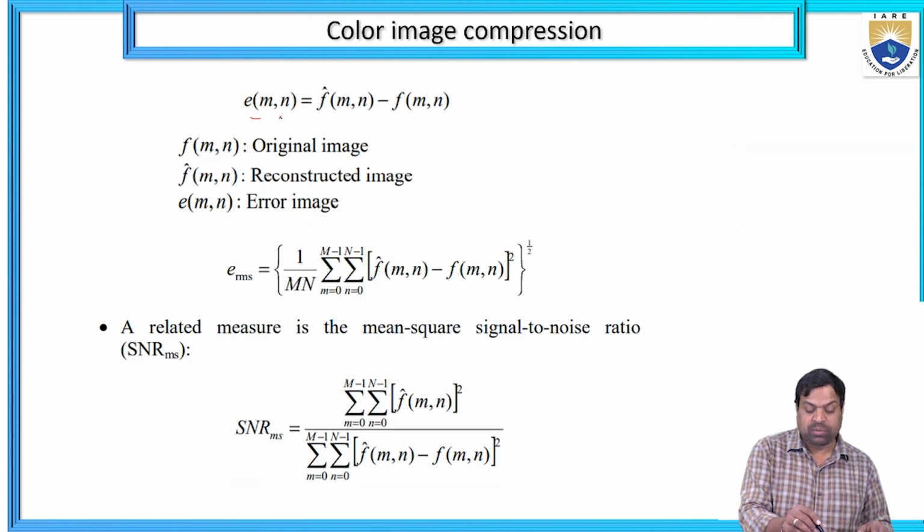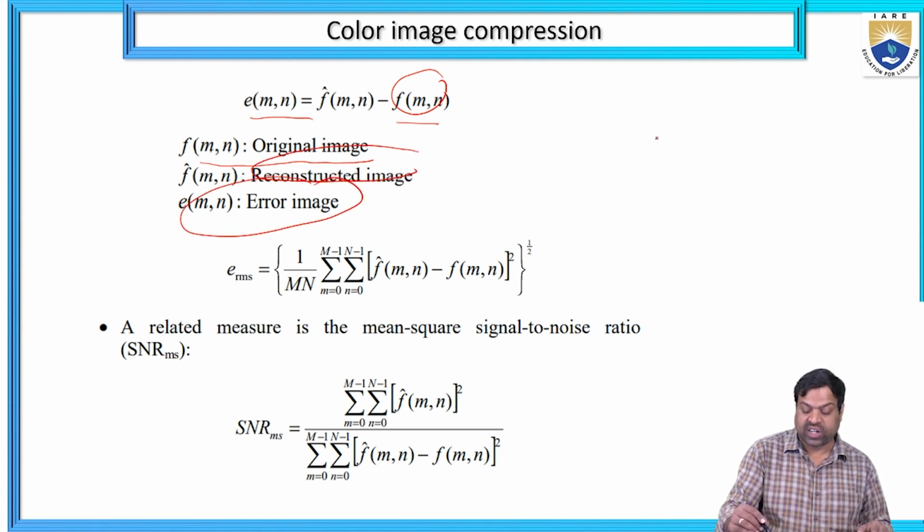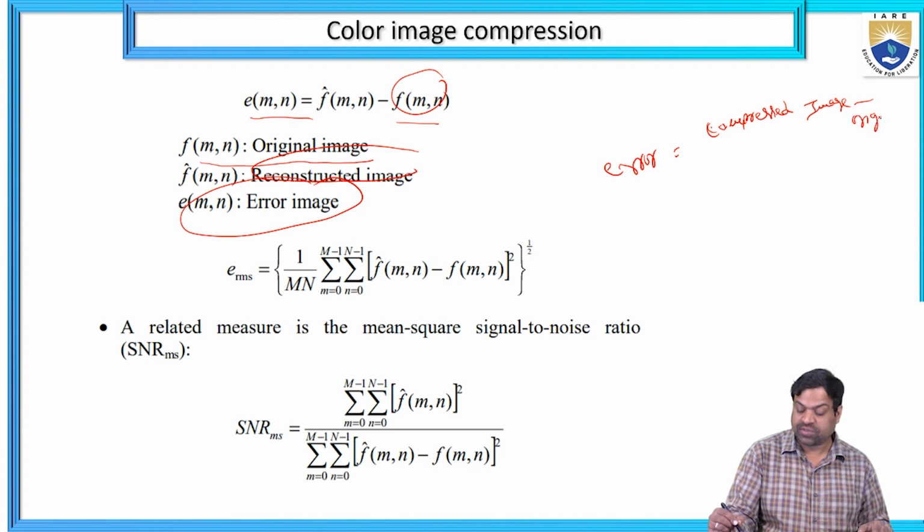E of m comma n equal to f dash of m comma n minus f of m comma n. Here f of m comma n is the original image, f dash of m comma n is the reconstructed image, and E of m comma n is the error image. So error equal to the compressed image subtracting the original image.